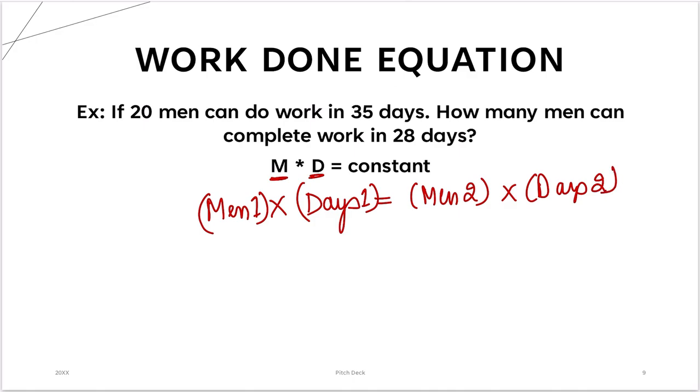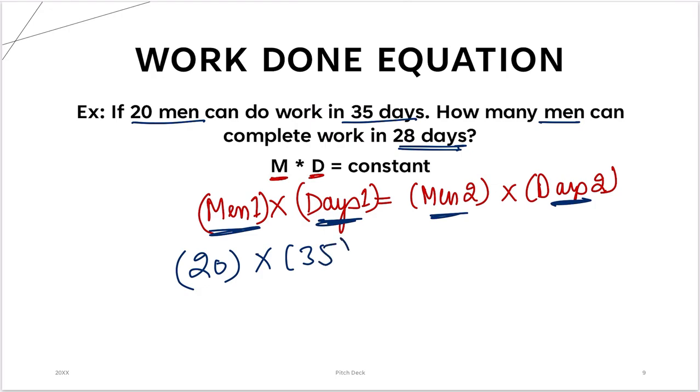If you are not able to follow it, don't worry. There are 3 more examples on it. You will understand it even more. So this is just the first example. So men into days, there will be nothing in the denominator. In the next question, we will see when the denominator will come in. So if 20 men can do the work in 35 days, how many men can do the work in 28 days? So 20 men can do the work in 35 days.